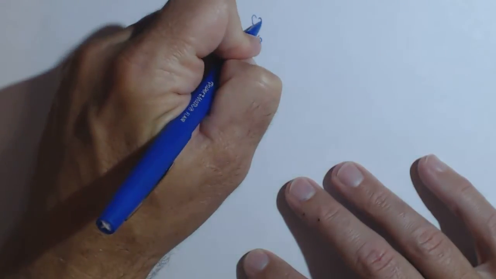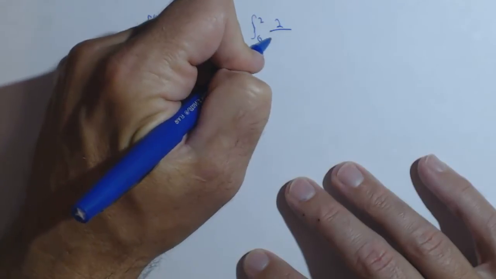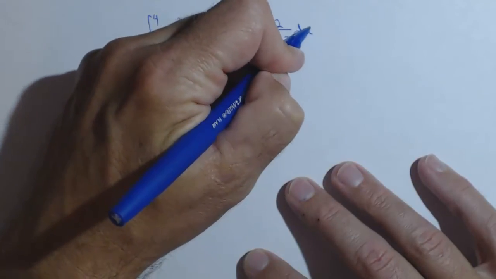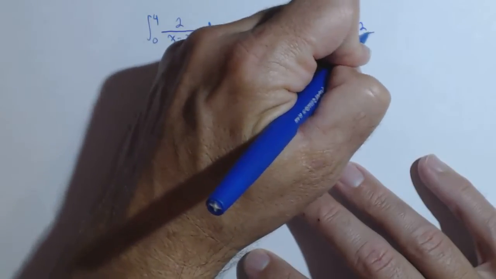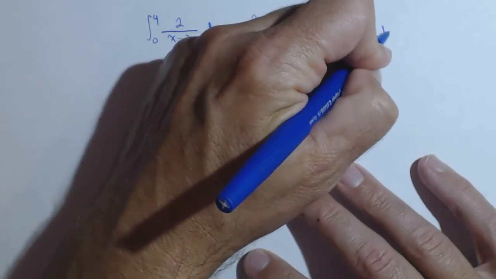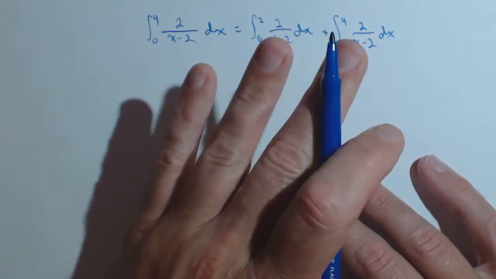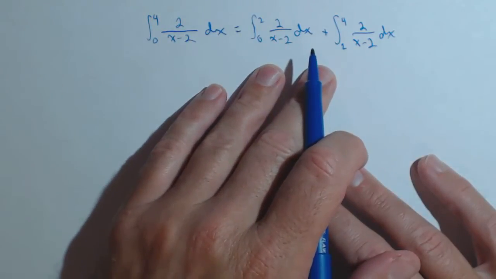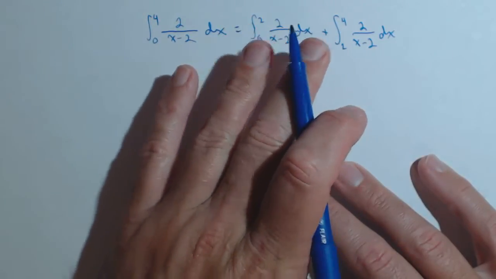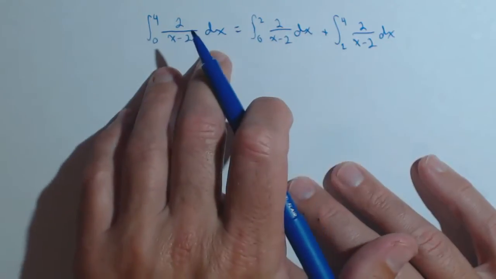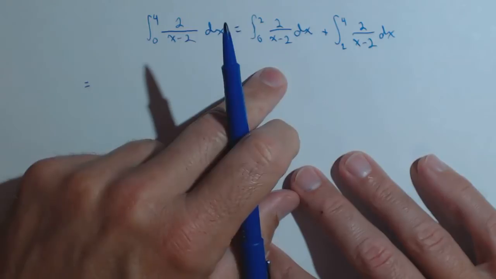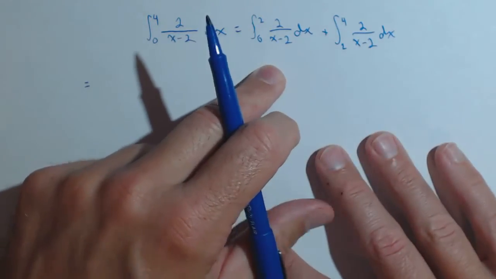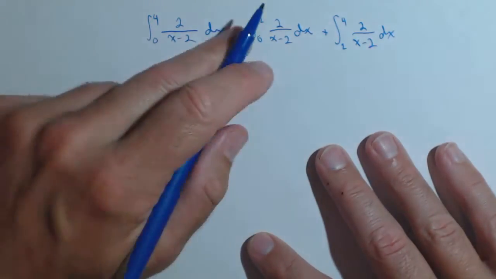So we're going to go from 0 to 2 of 2 over x minus 2 dx plus 2 to 4 of 2 over x minus 2 dx. And we're going to calculate each of these. If at least one of them diverges, the whole thing diverges. They both must converge in order for this original to converge. Now what we're going to do is write each of these as a proper integral with a limit.